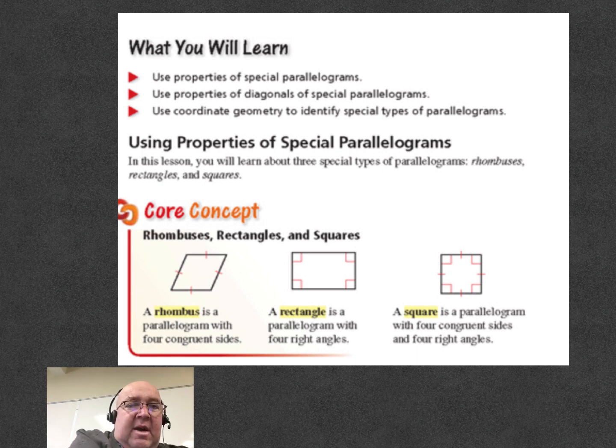A rectangle is a parallelogram with four right angles. And then a square is a parallelogram that has both the rhombus and the rectangle put together. So it has four congruent sides and four right angles.